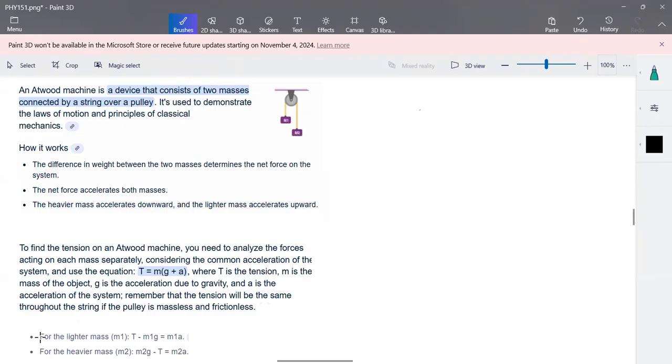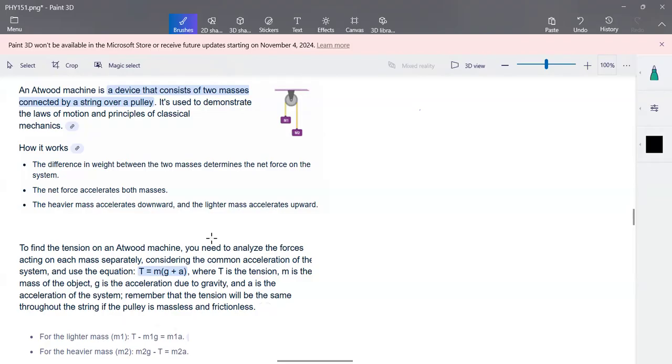And I also have down here these two very important formulas. So for the lighter mass, we have tension minus the first mass times gravity equals the first mass times acceleration. And then for the heavier one, the second mass times gravity minus tension is equal to the second mass times acceleration. We can use these to calculate for acceleration.